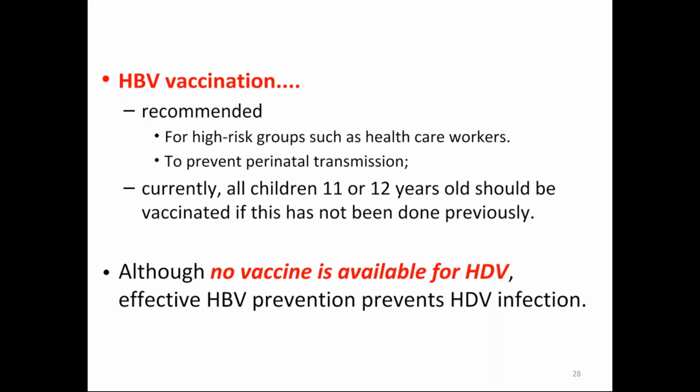Currently, all children 11 or 12 years old should be vaccinated, because this is not that big a problem which we are coming across, because most of the children born from the 2000s, everyone is getting hepatitis vaccination according to the IAP immunization schedule. Those who were born earlier than that, it is not included in their immunization schedule. So the people used to get vaccinated outside.